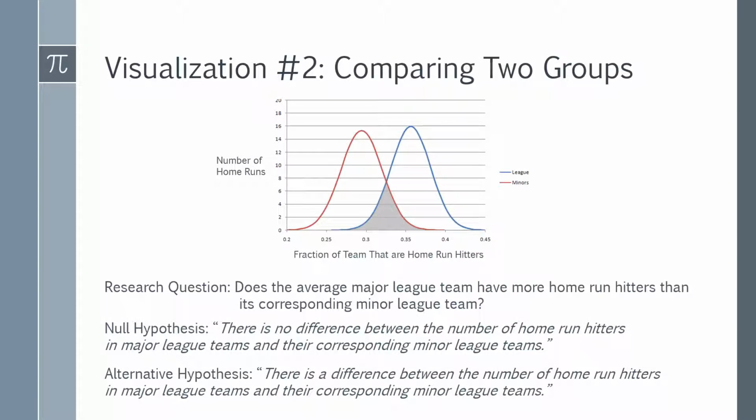Visualization number 2 serves to compare two groups represented by two curves. These two groups are two baseball teams. The blue one is a major league and the red one is a corresponding minor league. And so let's assume that each team has 20 players, meaning 20 equals 100% of the team, irrespective of if they're majors or minors. The y-axis shows a distribution of home runs for a given time period, and let's assume that it's for a season.